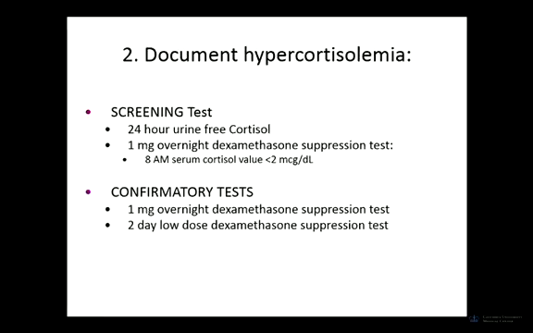This is because of negative feedback. Dexamethasone is a potent steroid. When you give it to someone, it goes back to their pituitary and suppresses ACTH, which then should suppress endogenous cortisol. So you should have a cortisol less than 2.